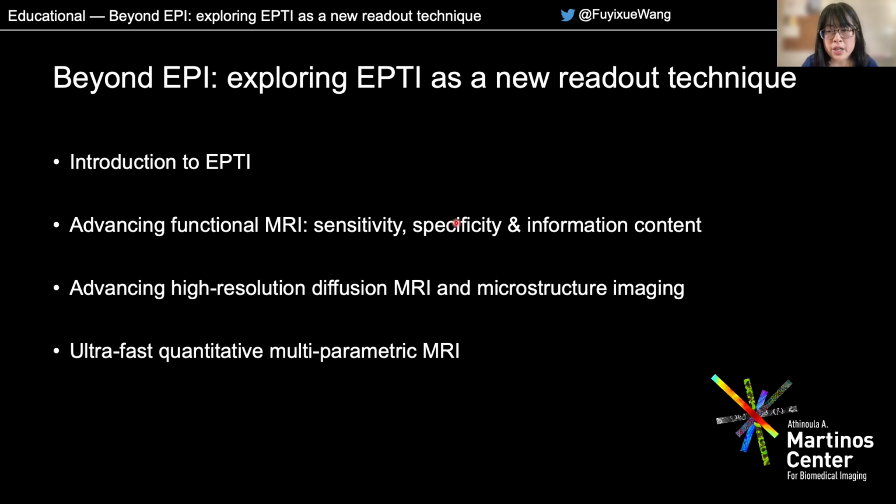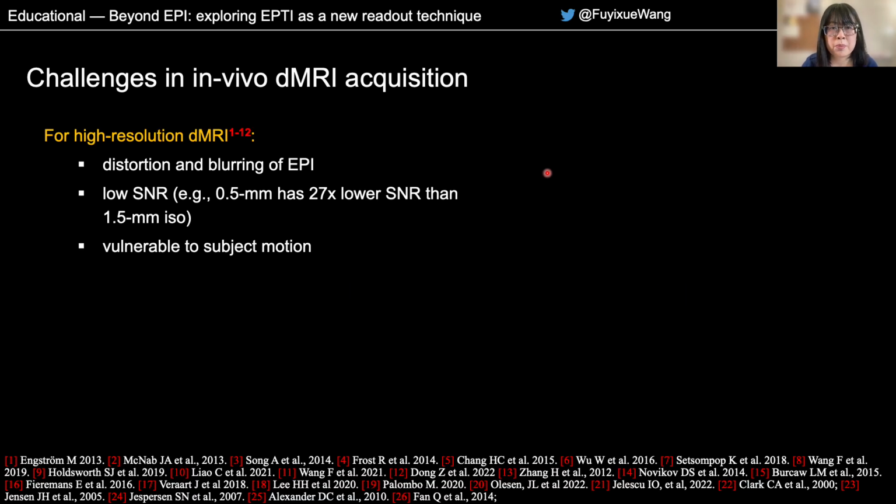So with that, I want to move on to talk about high-resolution diffusion MRI and microstructure imaging using EPTI. Challenges persist in in vivo diffusion MRI acquisition to achieve high spatial resolution or high b-value microstructure imaging. For example, increasing the spatial resolution will lead to stronger distortion and blurring of EPI, lower SNR due to the much smaller voxel size, and also vulnerability to subject motion.